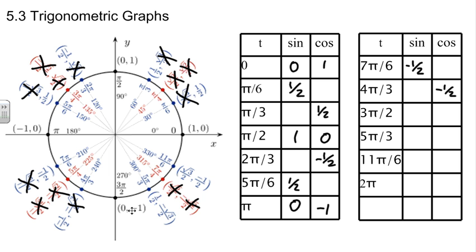3 pi over 2, cosine is 0, sine is negative 1. 5 pi over 3, we're going to ignore the sine, cosine is 1/2. 11 pi over 6, we're going to ignore cosine, but sine is negative 1/2. And then here we are back at 2 pi. Cosine is 1, sine is 0. And then anything more, if we were going up in these increments, it would just repeat. We'll talk about that more.